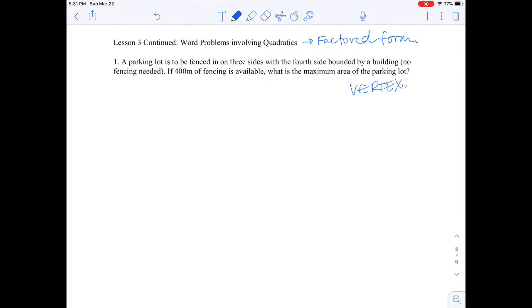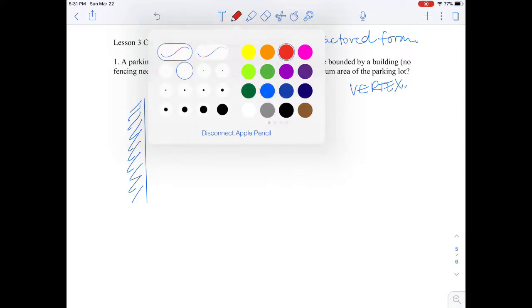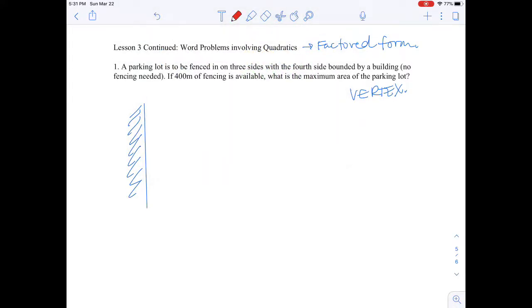So a parking lot is to be fenced in on 3 sides, with the 4th side being bounded by a building. If you imagine a building like this, this will be our building, and I can build a parking lot around this. Now if I have 400 meters of fencing, there are several ways that I can build this lot. Here's one example: if I make each of these sides 1, then the remaining 398 will be the length of my parking lot.